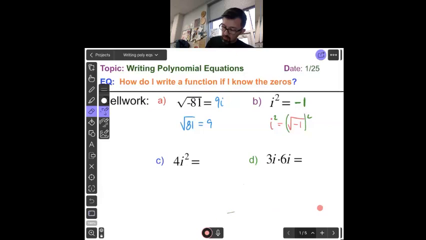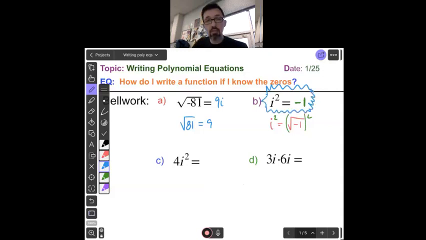This is something you need to know. When we defined i, I said you guys need to know what i is. You need to know what the square root of negative 1 is, defining it. We made that up. So it's something you need to know. i squared is equal to negative 1.